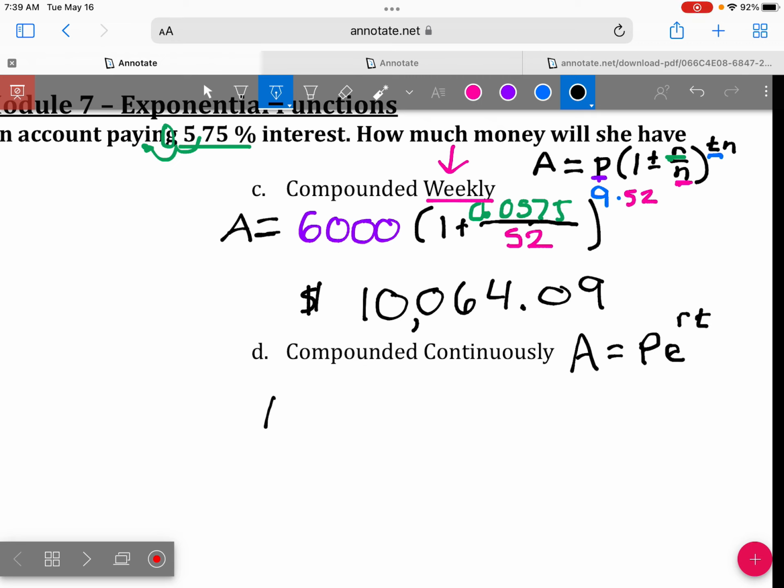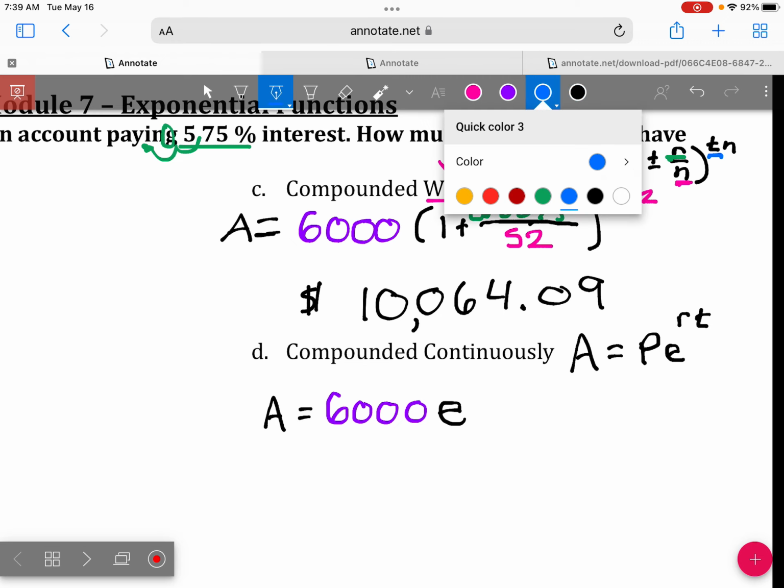So we're still going to be using the same information here. We still have our same principal. She still started with a gift of $6,000. E is not a variable we fill in. E is a number. It's a button in the calculator. I will remind you where it is in just a moment. The exponent on the E is where we have our rate.